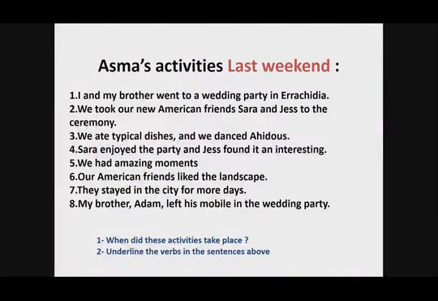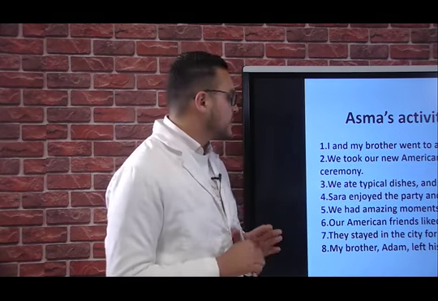I need you to take a worksheet or a piece of paper and try to answer these questions. The first one is, when did these activities in here take place? And by take place I mean happened or occurred. 2, try to underline with a different color, or just write them, the verbs in the sentences above. So we underline or just write them aside.